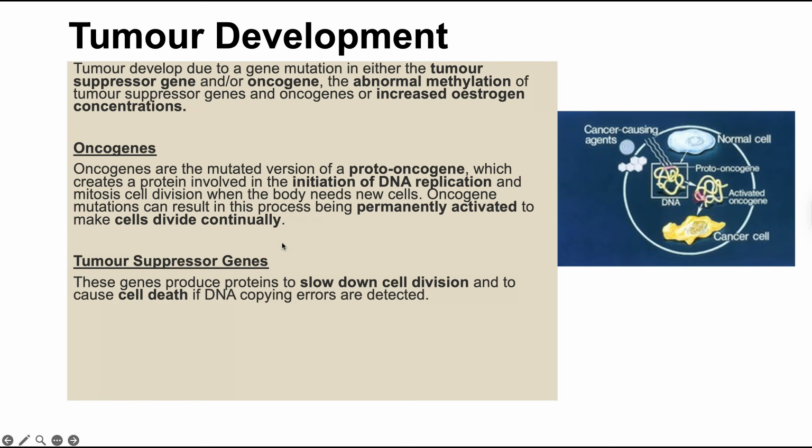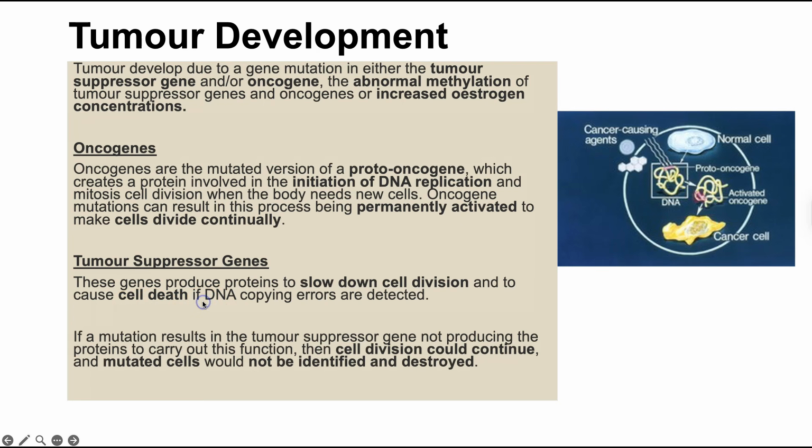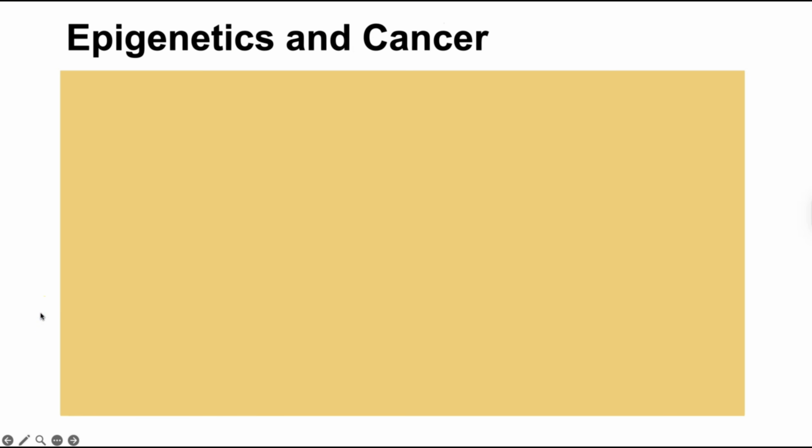Tumour suppressor genes code for proteins that slow down cell division and cause cell death. So when you no longer need new cells, it makes the protein, and also causes cell death if a copying error is detected, so that cell needs to be destroyed. Now, if a mutation occurs in the tumour suppressor gene, that means you won't make that protein anymore, and therefore cell division isn't going to slow down. And also potential mutated cells aren't identified and destroyed. And again, that is why it can result in a tumour forming.